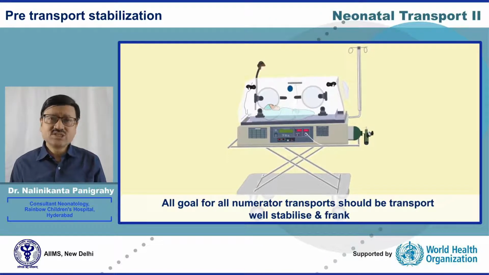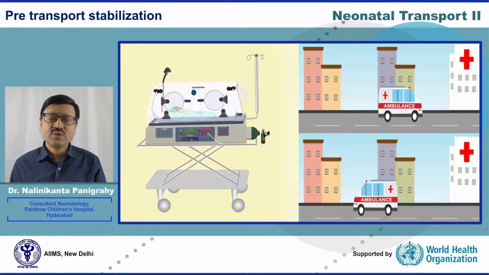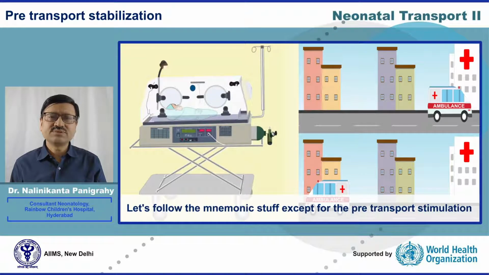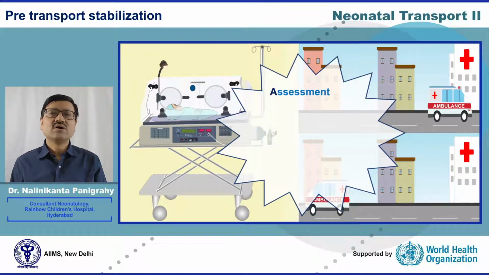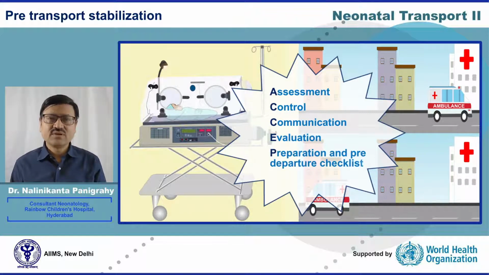To achieve that, we may follow any protocol, but here I am going to suggest that when we are accepting a transport, let's follow the mnemonic ACCEPT for the pre-transport stabilization. So what are the components of ACCEPT? ACCEPT is A for assessment, C for control, C for communication, E for evaluation, P for preparedness and pre-departure checklist, and T for the actual transport. So how to achieve it? Let's come to one component.